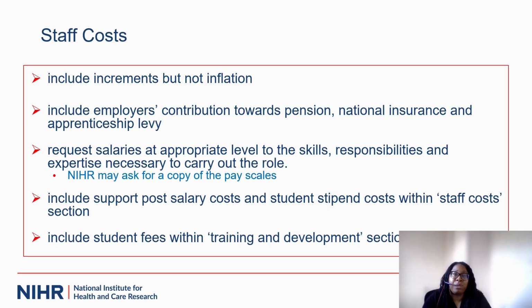We'd ask that you include things like superannuation or pension costs, any national insurance type payments, any geographical weighting payments where appropriate.